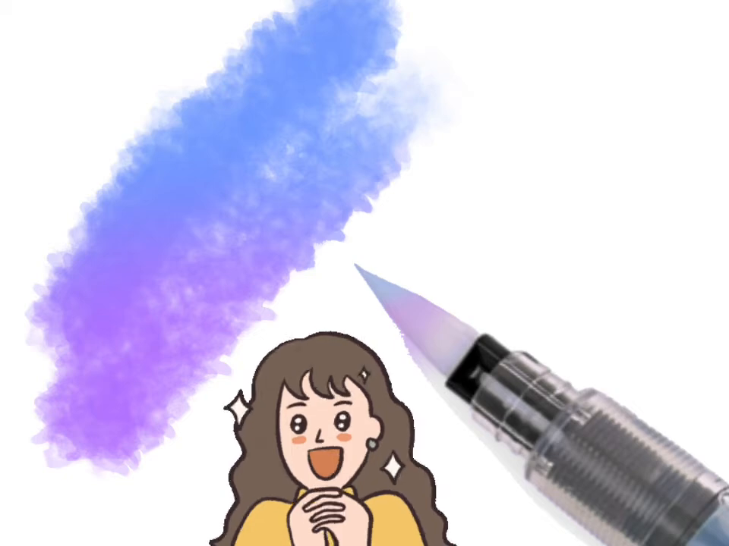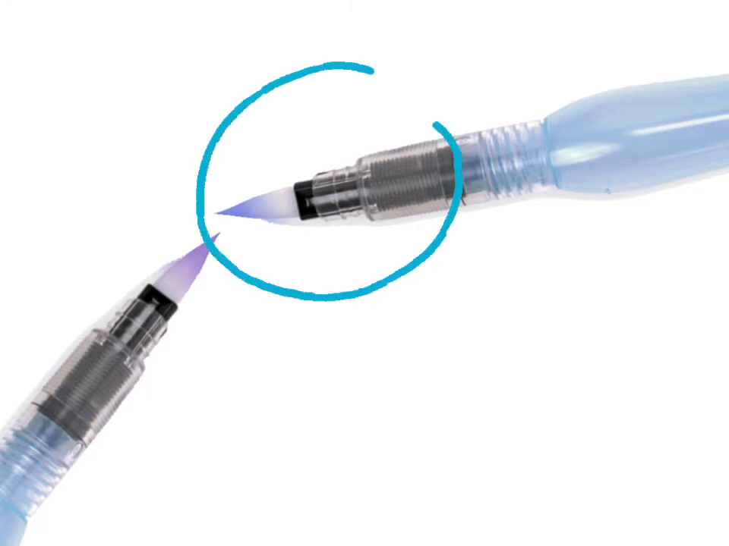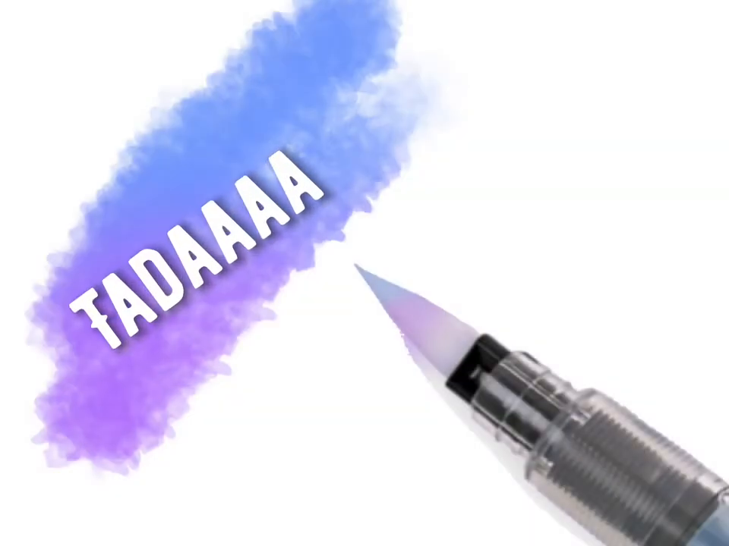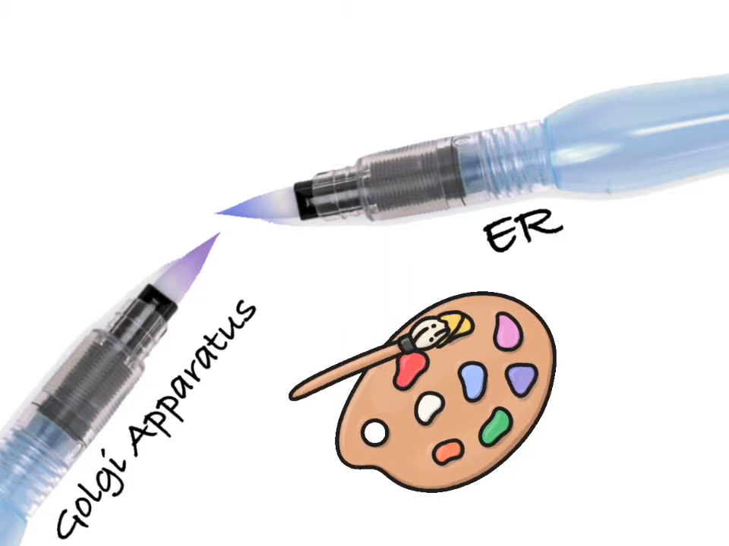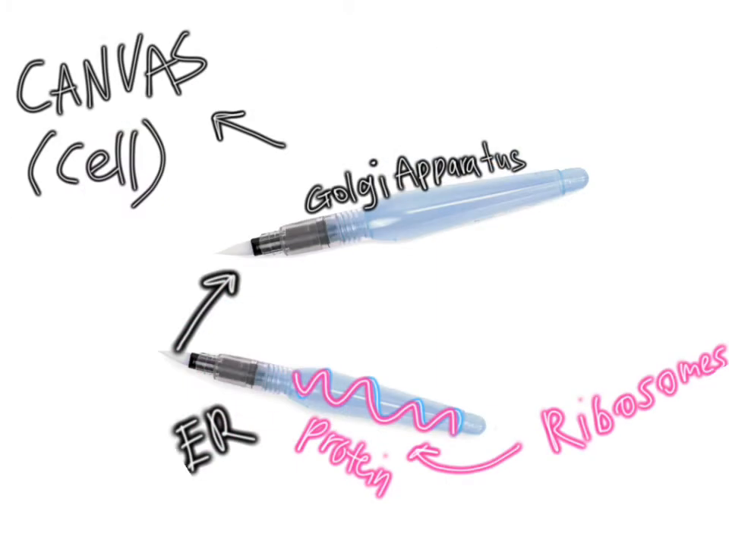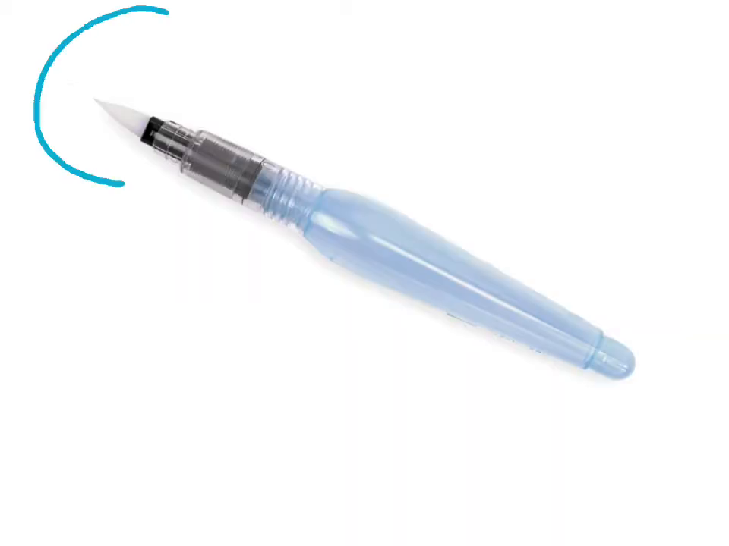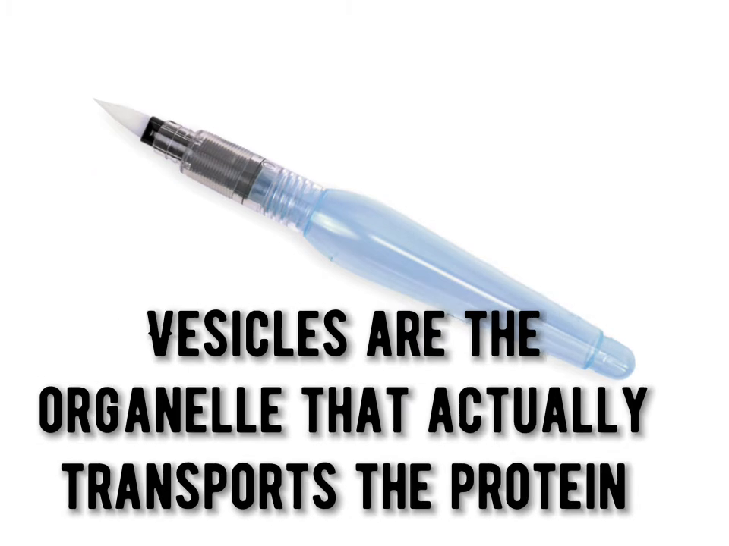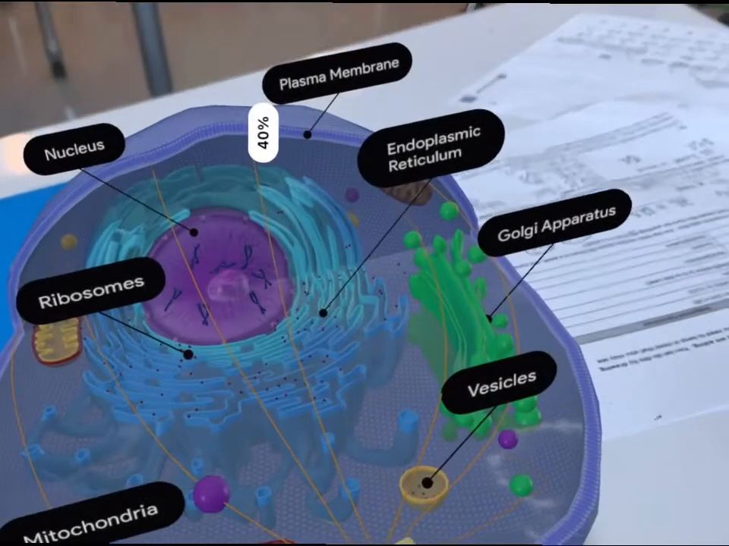If you want to create a cool effect of one color fading to another color, you can put one brush with blue paint on it and put it to the tip of another brush with a different color on it. Let's say the ER is one brush put to the tip of the Golgi apparatus, transferring the paint to another brush, which will then be sent to the canvas. The Golgi apparatus then sends the protein to the vesicles, which would be the actual brush tip, which is the organelle that actually transfers the protein around the cell, just like how the brush tip is the part that actually transfers the paint onto the canvas.